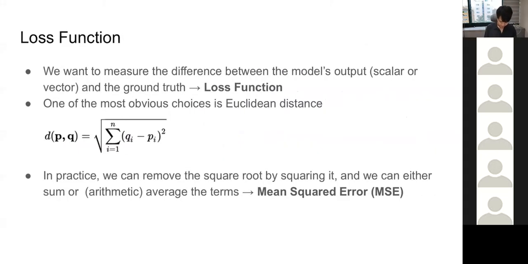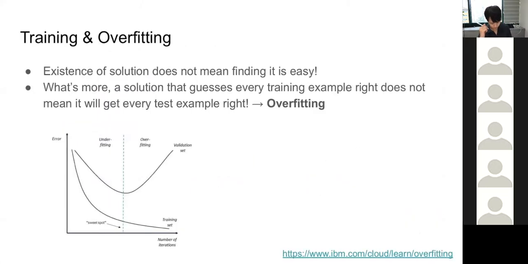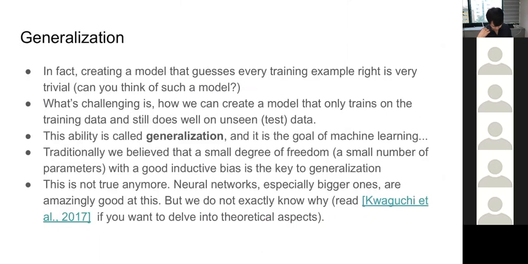And we saw that the loss function measures the difference between the model's output and the ground truth. One of the most obvious choices is Euclidean distance, and in practice we can just square it. Then we saw training and overfitting: getting very close to zero loss on the training data doesn't mean you solved the problem. You have to do really well on the test data, which tests how well the model generalized to examples you haven't seen. If it doesn't generalize well but still works well on the training data, that is overfitting. And I told you that generalization is one of the most important goals in machine learning.